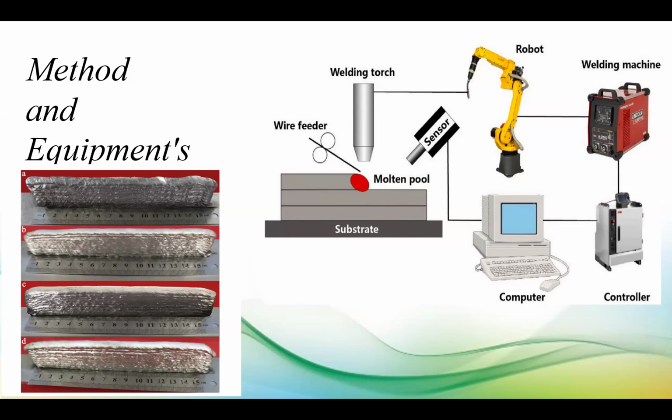A welding machine and a controller must be there. Then a robot must be there. The robot and the welding controller must be connected through a computer managed system. Only then can we complete this process.